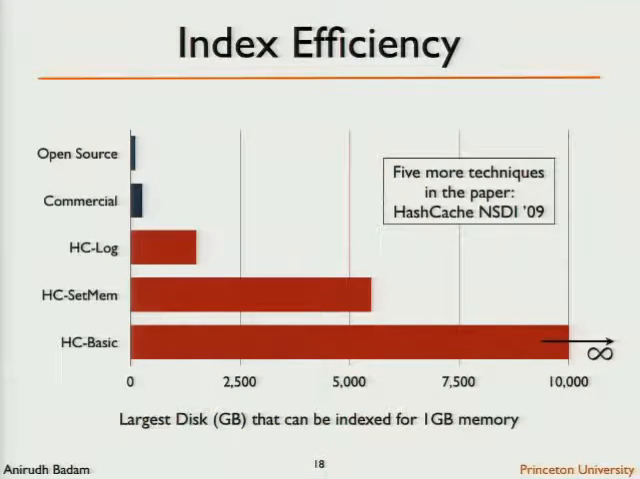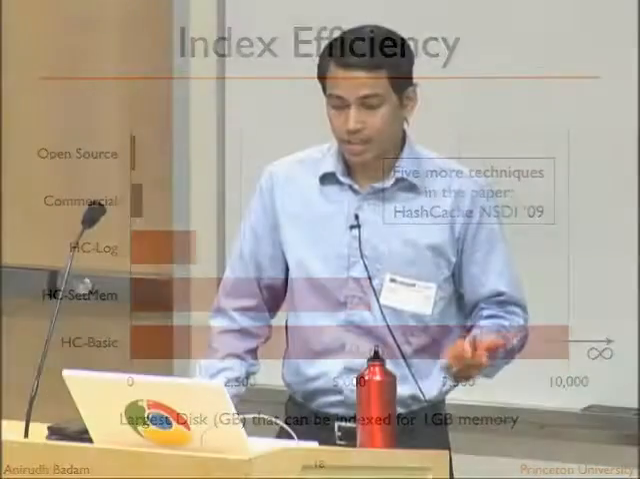So this is how the indexing efficiency of HashCache looks. The x-axis is essentially the size of the largest disk that can be indexed using a gigabyte of memory for various caching techniques. Open source and commercial are barely able to index a 100 gigabyte hard drive using 1 gigabyte of DRAM. HashCache Basic can potentially index infinite amounts of disk because it does not have memory requirements on a per entry basis. And HashCache Log indexes about 1.5 terabytes of hard drive, and HashCache SetMem about 6 terabytes, for a single gigabyte of DRAM. This is assuming some standard object size distribution.